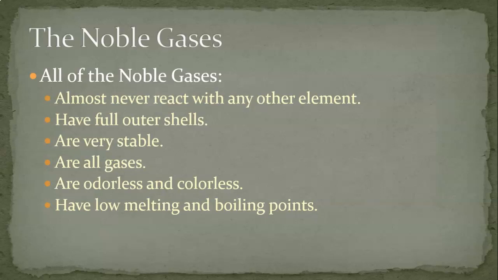It's the action of either taking or giving electrons, that exchange of electrons, that is part of a chemical reaction. That's what causes the reaction. So they're very stable. They also, as we mentioned before, are gases that are odorless and colorless, and they also have very low melting and boiling points, which is why in nature they occur as gases.